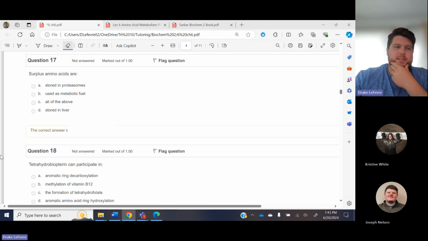Surplus amino acids. We think with extra amino acids, we have extra protein, extra stuff in our body that we're not actually using. Where do those go? They're going to be used as metabolic fuel.